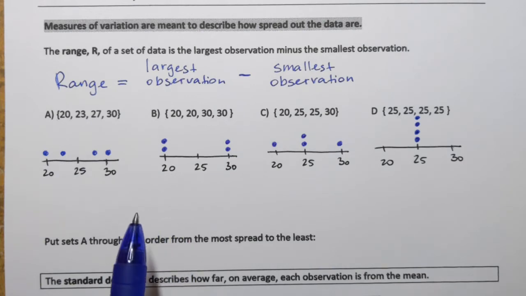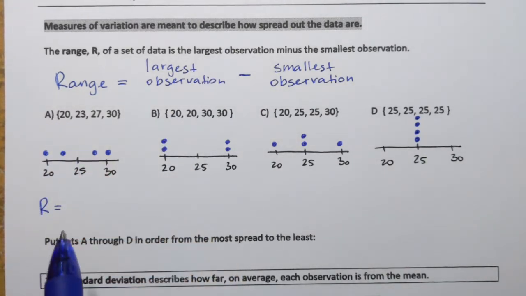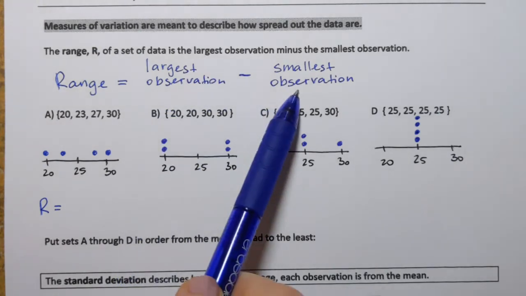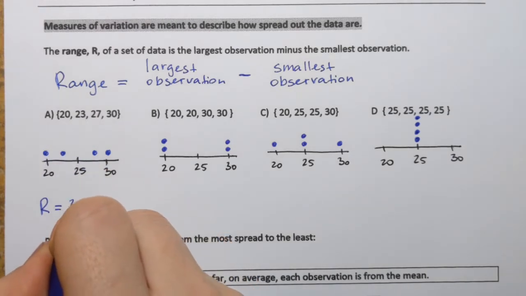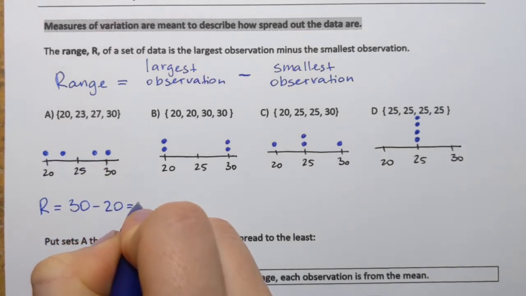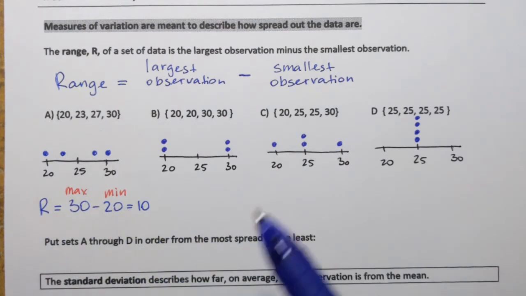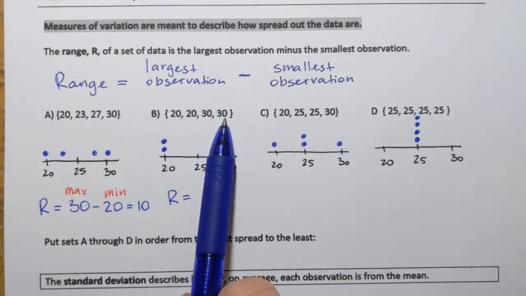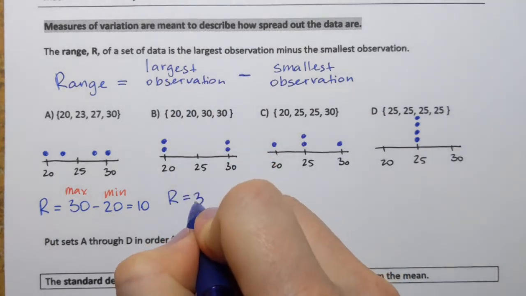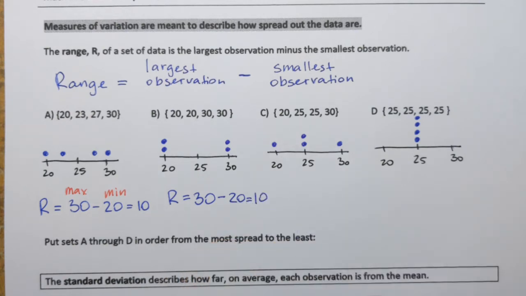Okay, now for each of these data sets, let's calculate a range using this formula. So our range for the first set is, we need to take the largest observation and subtract the smallest. The largest is 30, the smallest is 20. So it's 30 minus 20 equals 10. I could also say that's the maximum value minus minimum value. Okay, second set, set B. What is the range? The maximum or the largest observation is 30. The smallest is 20, so I'm getting 10 again.